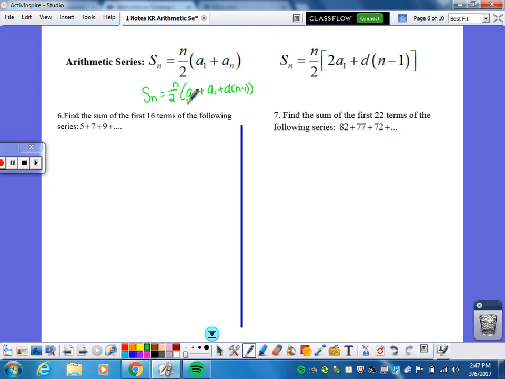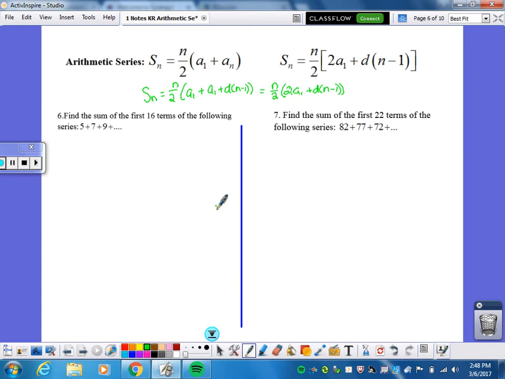We simply combine our like terms here to then get n over 2 times 2a1 plus d(n minus 1), which you can see is the exact equation we have up here. So let's look at the first problem.